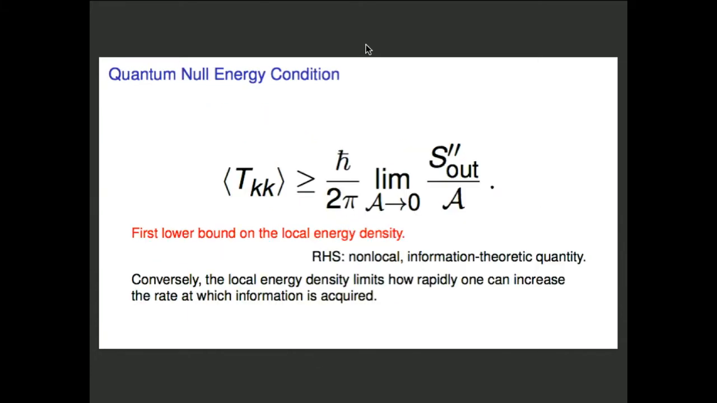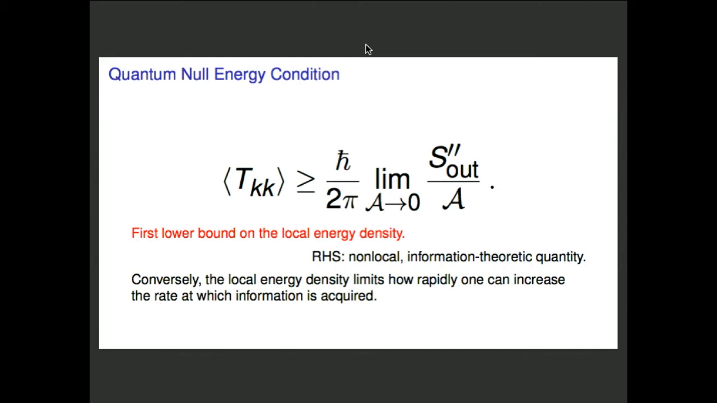So this is actually something that was surprising to us at first, because it's known that there's no local bound on the local expectation value of the stress tensor. But of course, we circumvent that here by having the actual upper bound be a non-local quantity, which is information theoretic. Okay. That's one way of saying it. One way of thinking of it is a lower bound on the stress tensor.